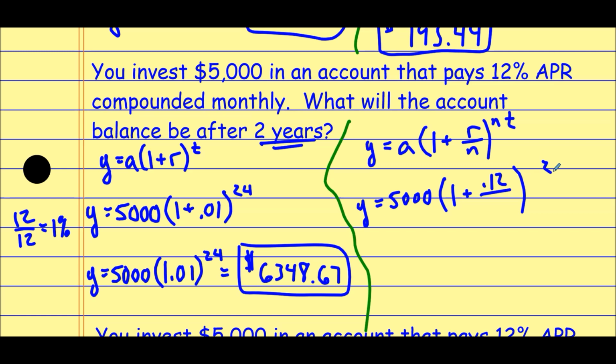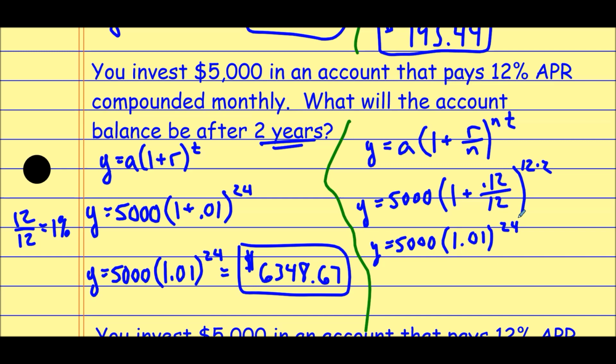But now n is the number of compounds per year. So if it's compounded monthly, that means it's going to be compounded 12 times each year because there's 12 months in a year. So I plug a 12 in. And now I simplify. And you see what's about to happen as I simplify this thing. 0.12 divided by 12 is 0.01 plus 1. This is just going to simplify to exactly what I had off to the left.